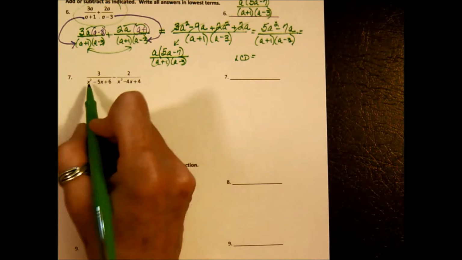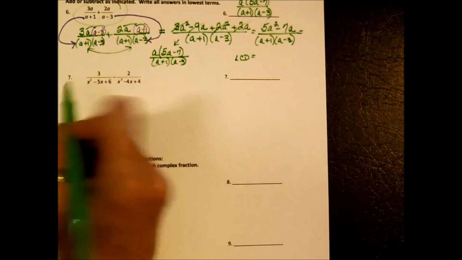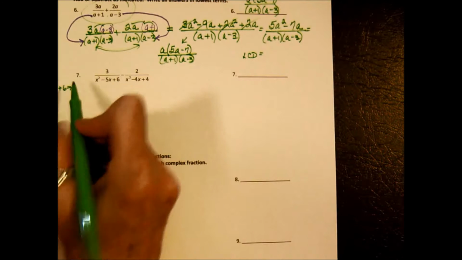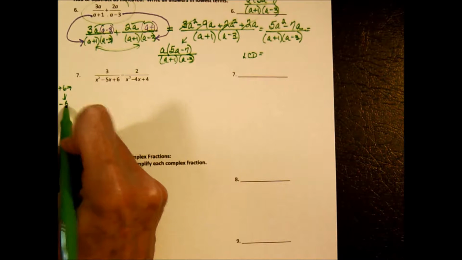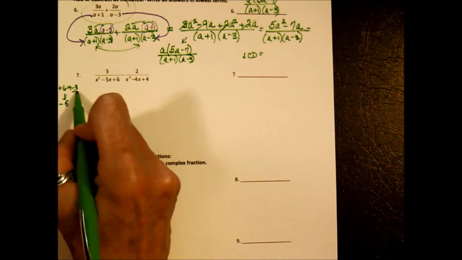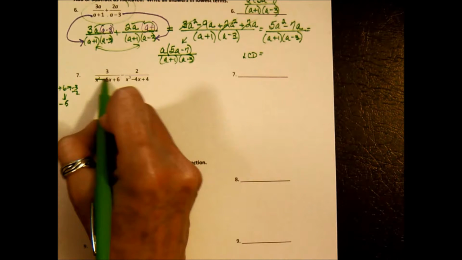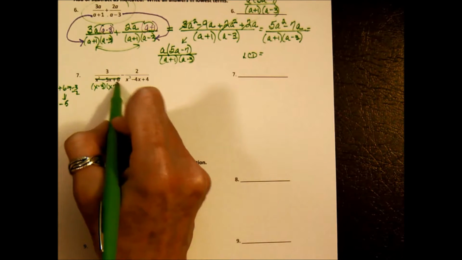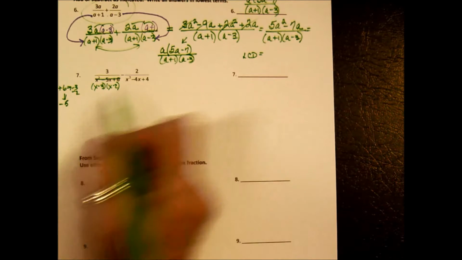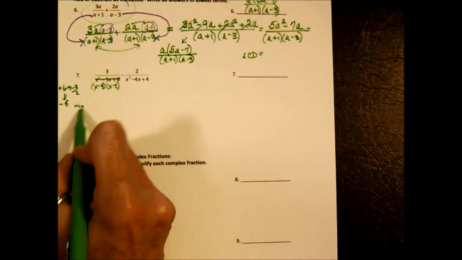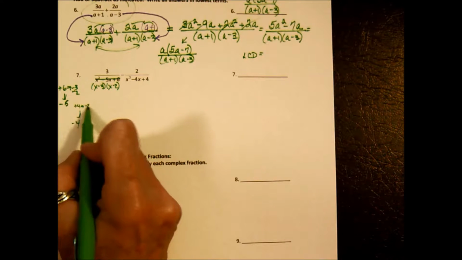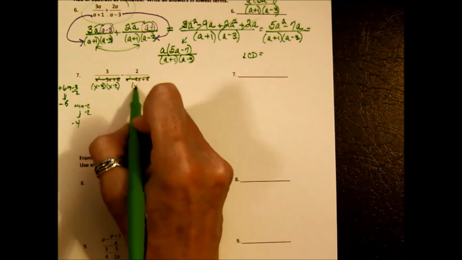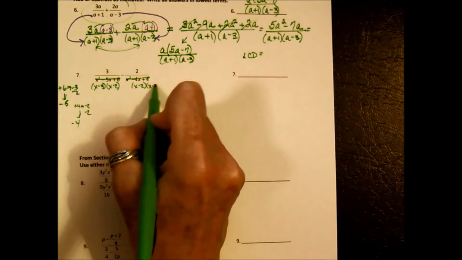They're both short processes. So here I need factors of positive 6 that add up to negative 5. That's negative 3 and negative 2. So x minus 3, x minus 2. This one is factors of positive 4 that add up to negative 4: negative 2 and negative 2. So x minus 2, x minus 2.